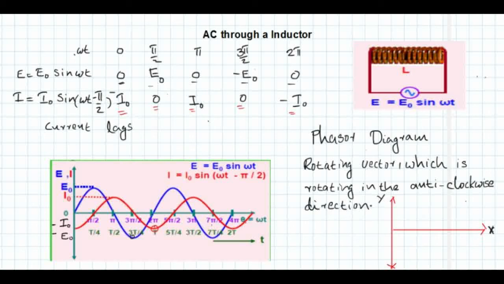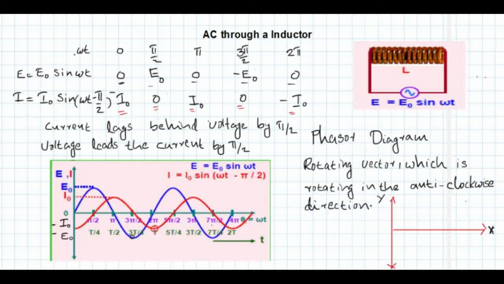From the previous discussion we know that current lags behind the voltage by pi by 2, right? Current lags behind means what? Current is following voltage. In other words, we can say voltage leads the current by pi by 2. So who is going first? It is the voltage. So first we may draw the variation of voltage with a vector. This is the vector showing the variation of voltage, say E0.